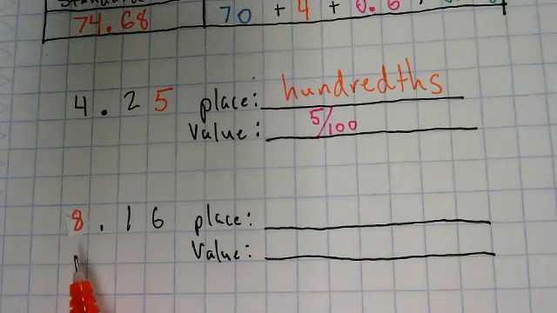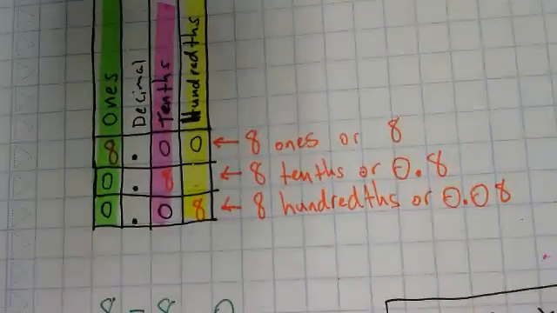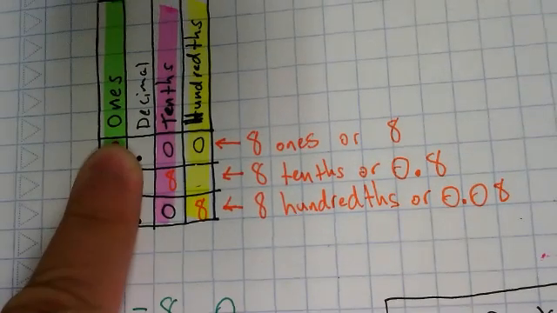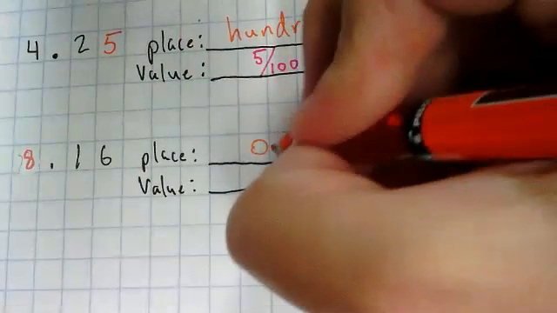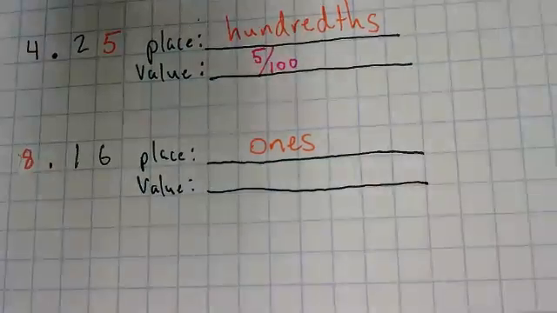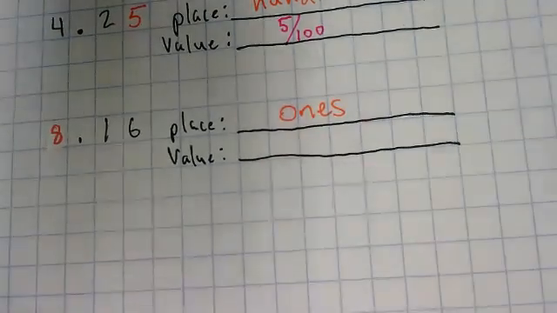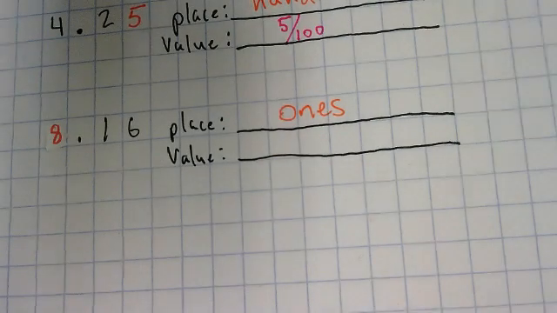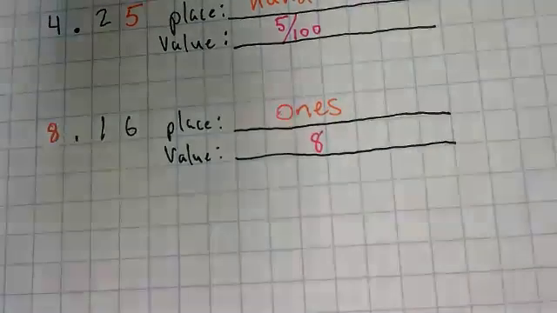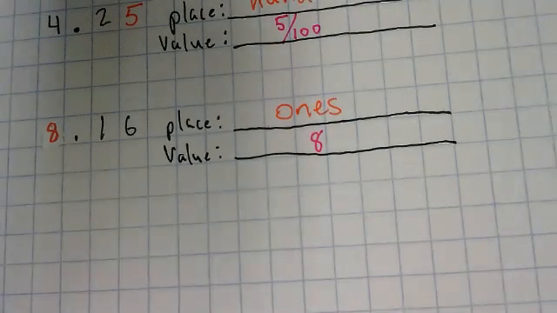So this 8 is in front of the decimal place. If it's in front of the decimal place by 1 place value, that's going to be in the ones place. So we're going to write that it's in the ones. And since it's in the ones place, it doesn't represent a fraction. It's a whole number, so its value is 8. It represents 8 because it's in the ones place.